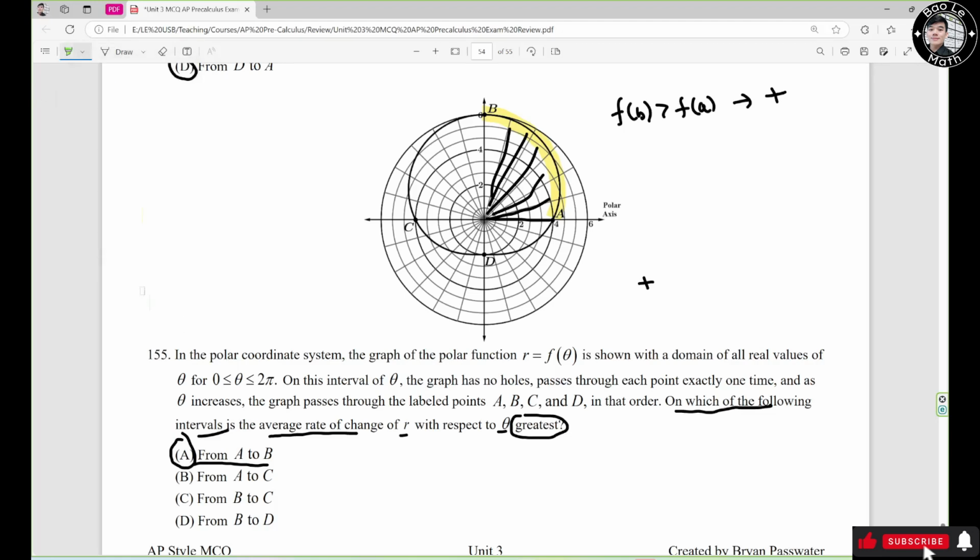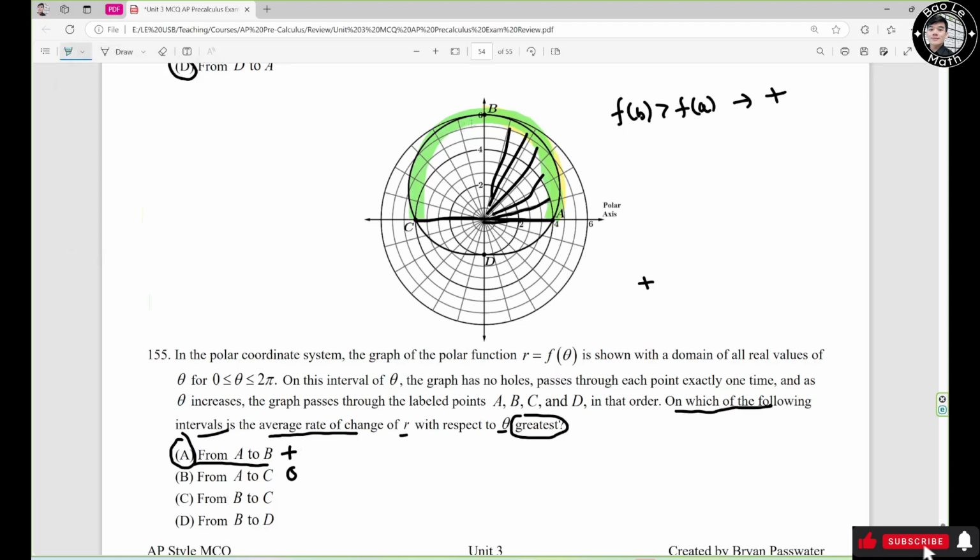Now the second one, from A to C, is going to be from here to here. And you see that they have the same radius because they are equal distance from the pole, right? So this one right here, the precalculus change is 0, right? This is not the radius, right? This one is positive.